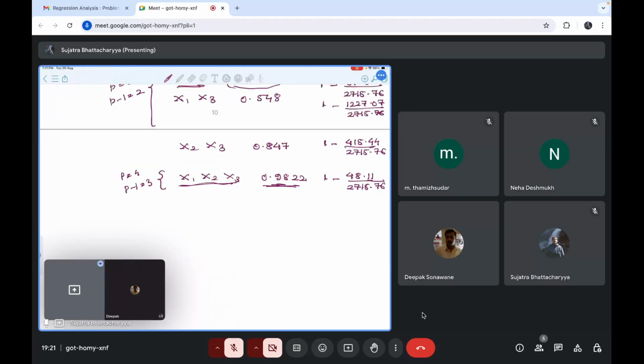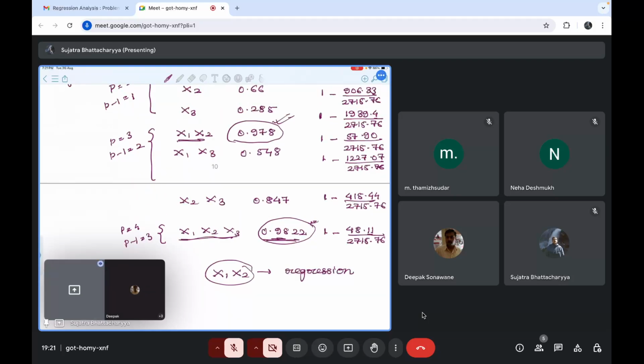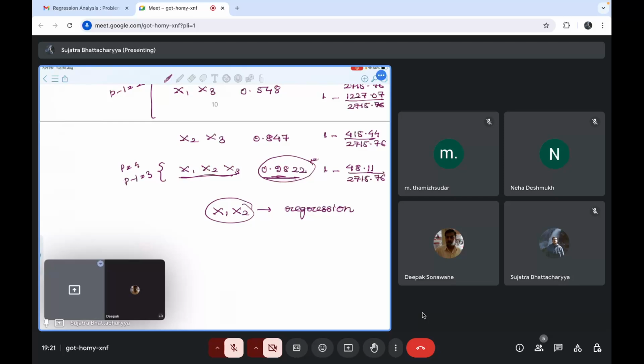So I would prefer the x1, x2 regression model to be the best model here. Because ultimately our aim is to reduce the number of regressors, right? Of course this is high, but this is also quite strong, about 0.98, and one regressor is missing. So this regression model will be good.